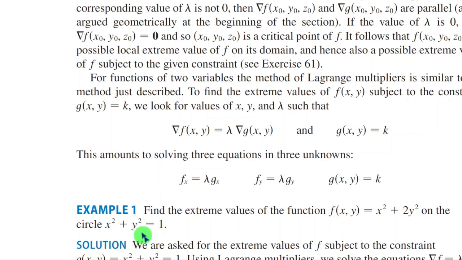Only consider the points which are on the circle, and find the extreme values. Extreme value means minimum or maximum: the maximum value and minimum value of the function. The constraint is for the points which are on the circle x square plus y square equal to 1.